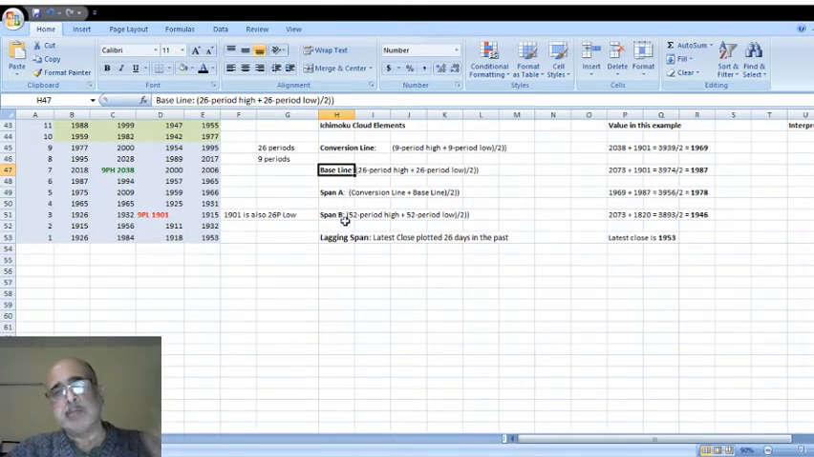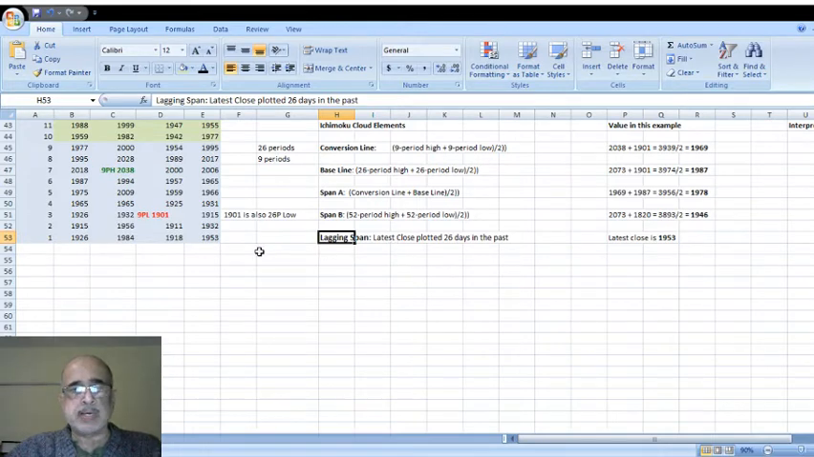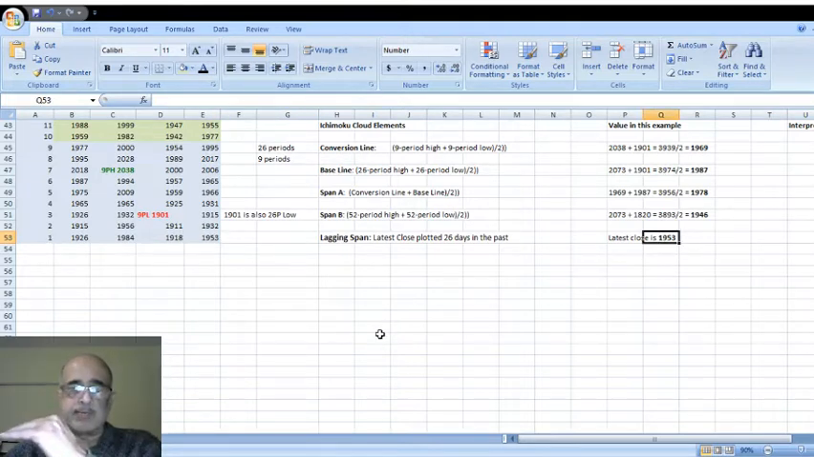Span A and span B are plotted 26 periods in the future. I'll come to that later. You get the concept first. So for the lagging span, the close is 1953, and I'm assuming this to be the latest period. So lagging span is 1953. The calculation for the lagging span, not the entire line, will be calculated differently for different periods.